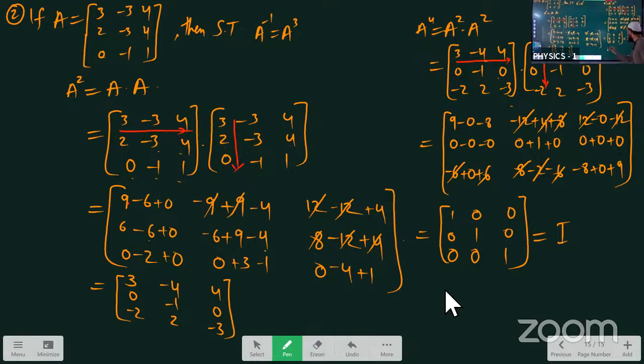So A power of 4 value you got as I. Nothing but what? A power 4 can be written as A into A cube is equal to I. So can we write like this? A square into A square is also I. A into A cube is also I.